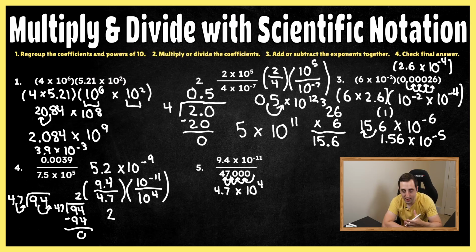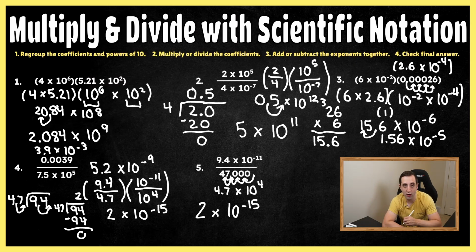And then for our like bases, all we have to do is take our exponents and subtract them. So we get 2 times 10 to the negative 11 minus 4 is going to give us negative 15. And this fits into that range. Our coefficient is greater than or equal to 1 but less than 10. So our final answer for number 5 is 2 times 10 to the negative 15th.